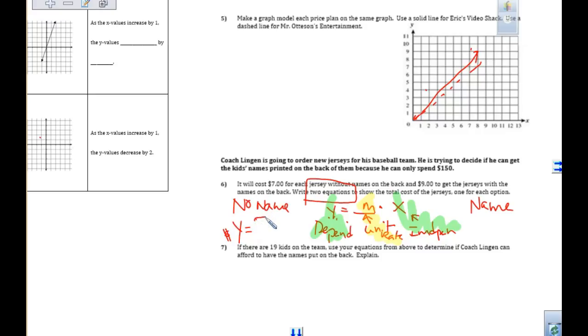No names? 7X. Someone said, well, what about the 150 up here? That's used in the second question in number 7. If they have their names on the back, what was the charge? Y equals 9x.